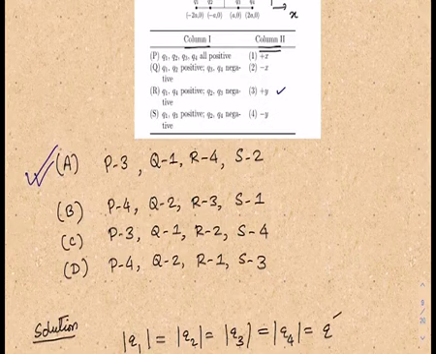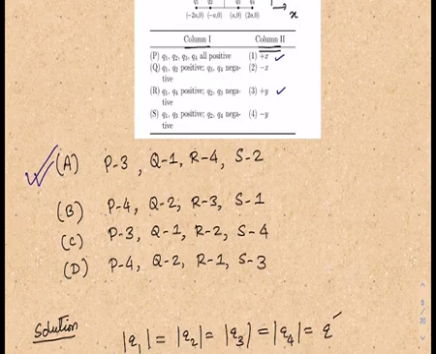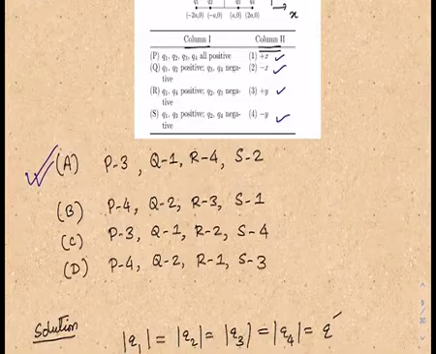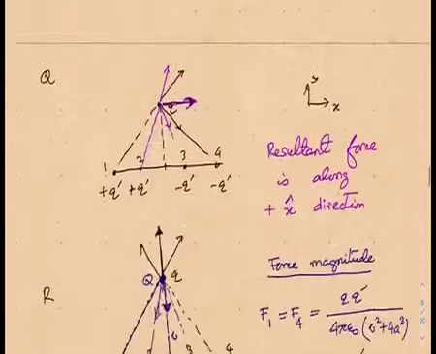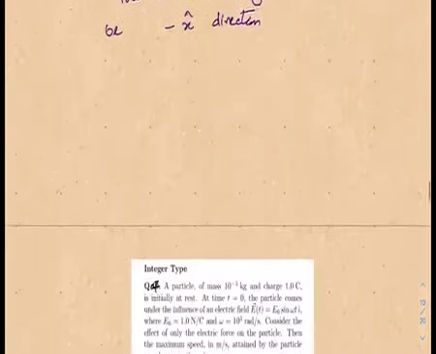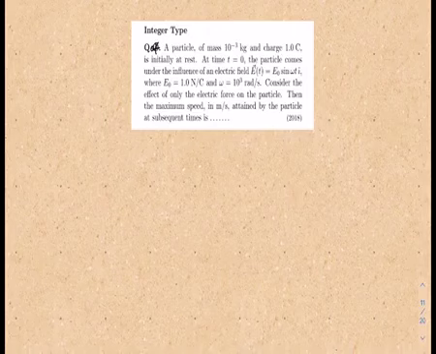When Q1, Q2 are positive and Q3, Q4 negative, then it is along the plus x direction. For Q1, Q4 in case R, it is along the minus y direction, and in the other case it would be along the x direction. So therefore option A is the correct one in this particular problem. It was an easy problem. Now come to this problem.